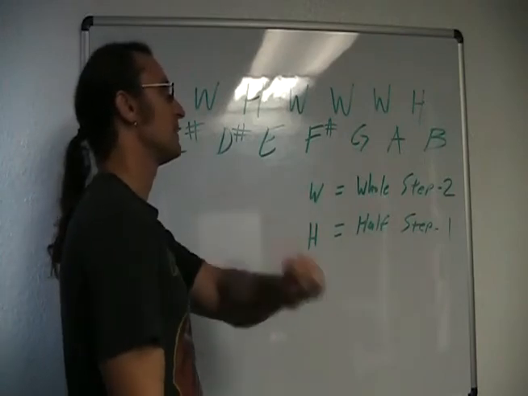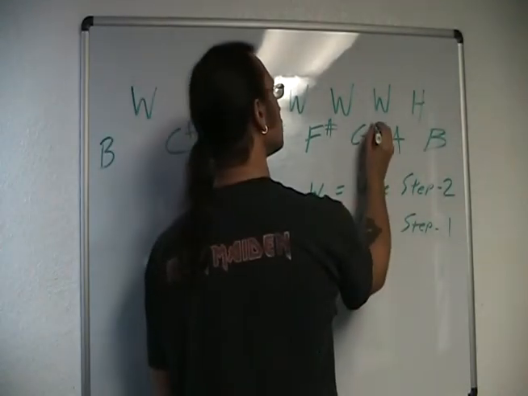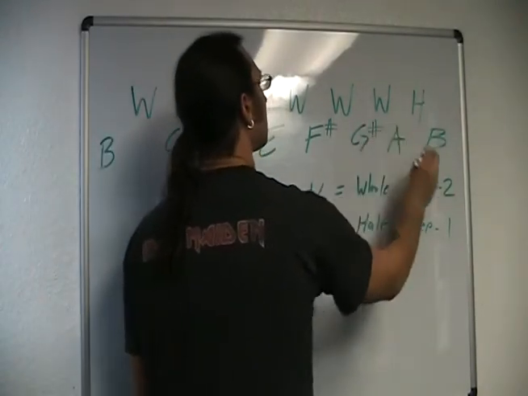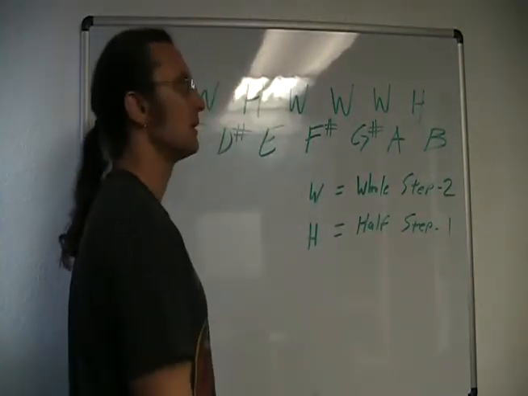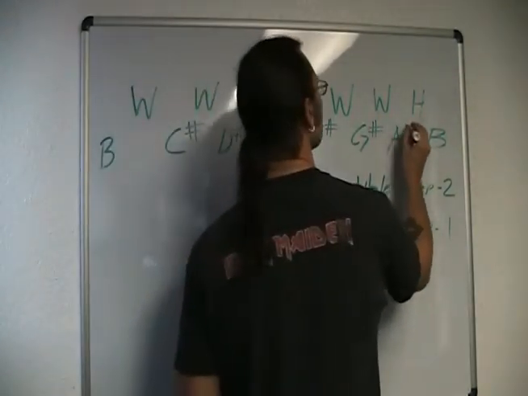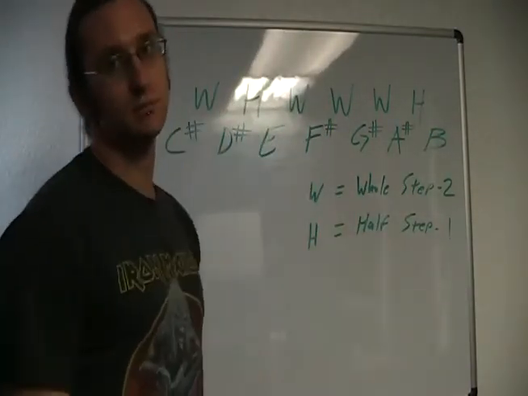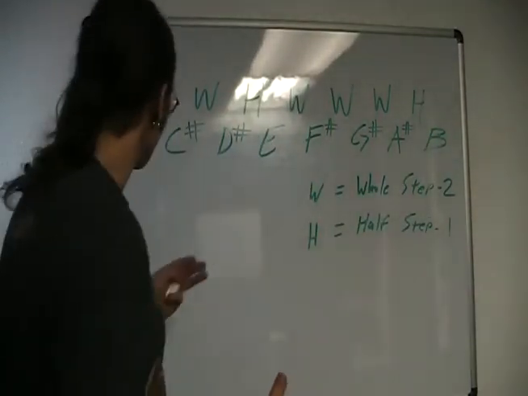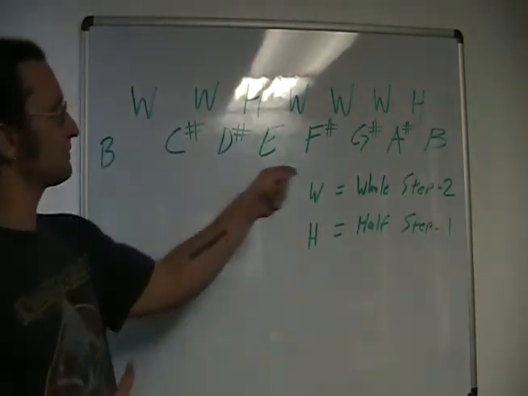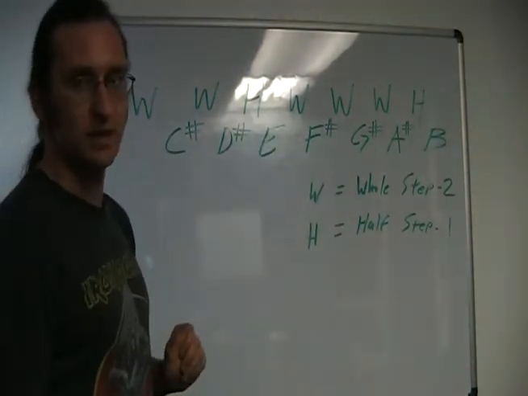Going up a whole step from F sharp is not G, it is G sharp. And a whole step up from G sharp is A sharp, not A. And a half step up from A sharp is, yes, B. So, again, all 7 notes are being accounted for.